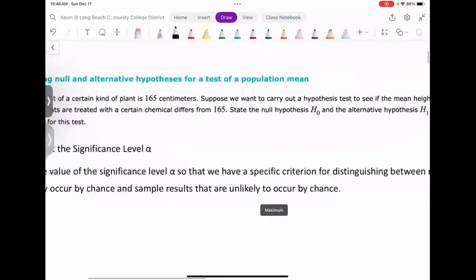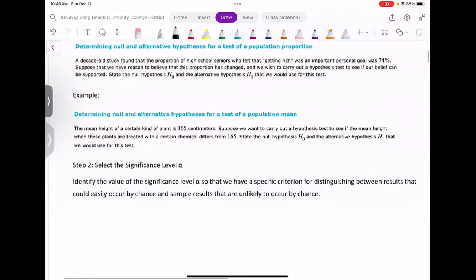So here we are, and here's how we do that. Well, we're talking about a proportion in this case, because it's 74%. So we're going to start assuming that it is 74%. And someone else may say, hey, you know what? I don't think that it is 74% anymore. So here is our null hypothesis. We're assuming that it's going to stay at 74%, no change. The alternative hypothesis, yeah, we think it's something different. We think that something has changed. Let's do another one.